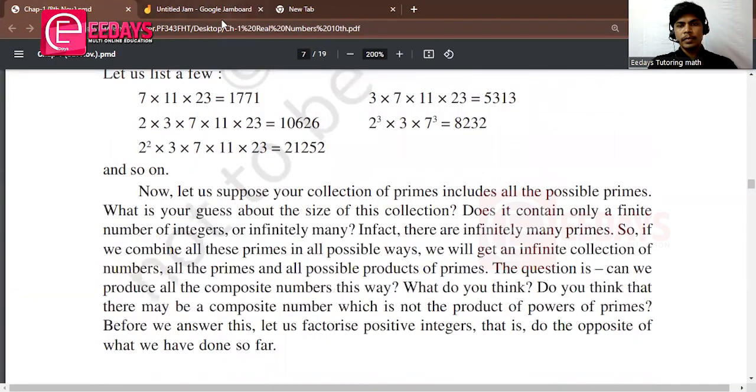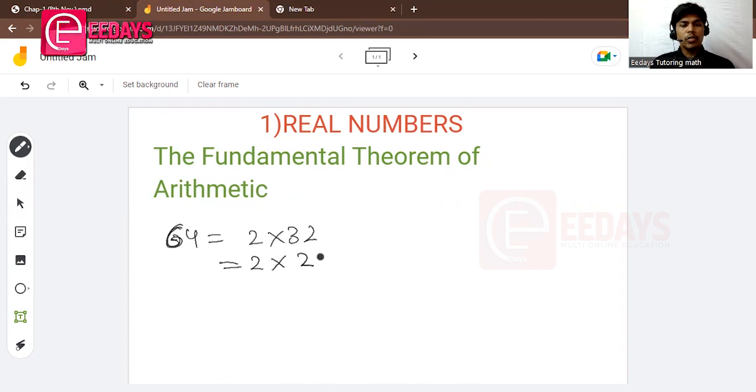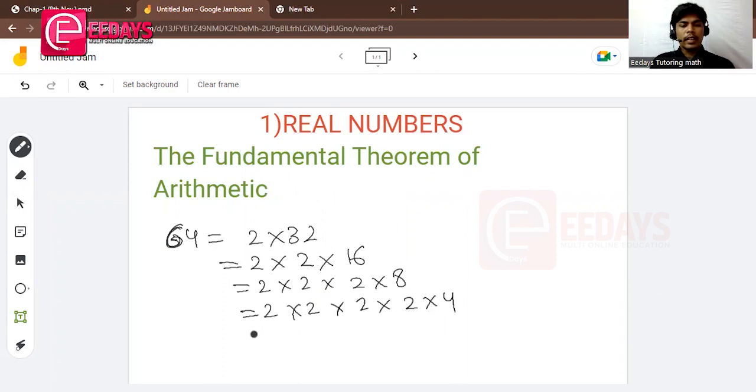Let's take one common number as an example: 64. You write it in terms of prime factors. First, you multiply with 2. We can write 2 into 32, and 32 we can write as 2 times 16. Then 16 as 2 into 8, and 8 as 2 times 4. Finally, we get 2 into 2 into 2 into 2 into 2 into 4, and we can write 4 as 2 into 2.